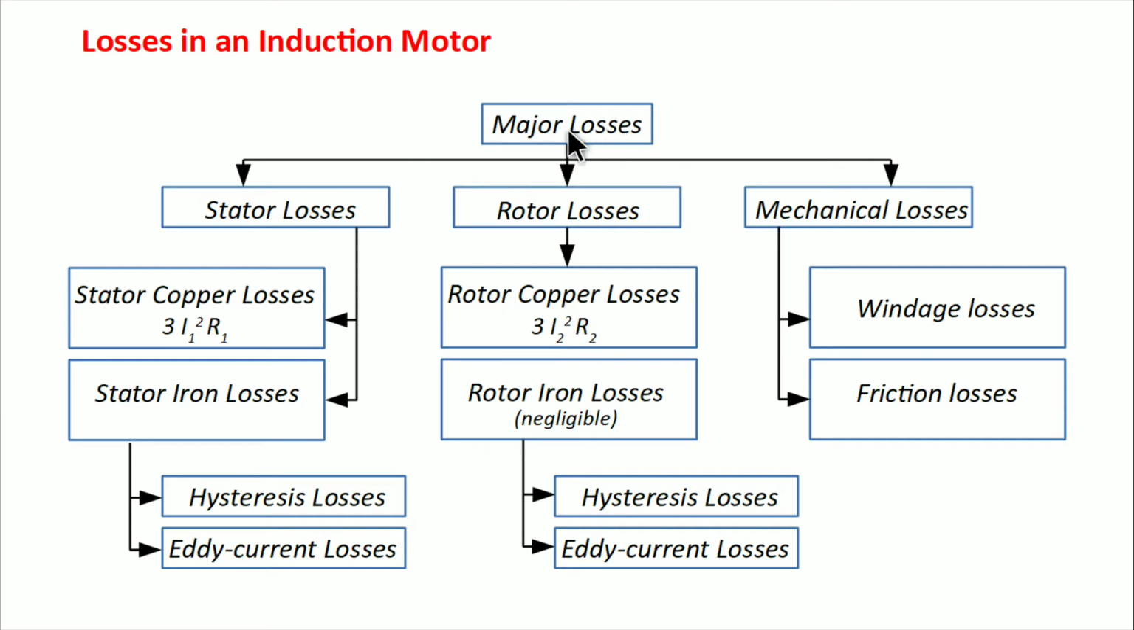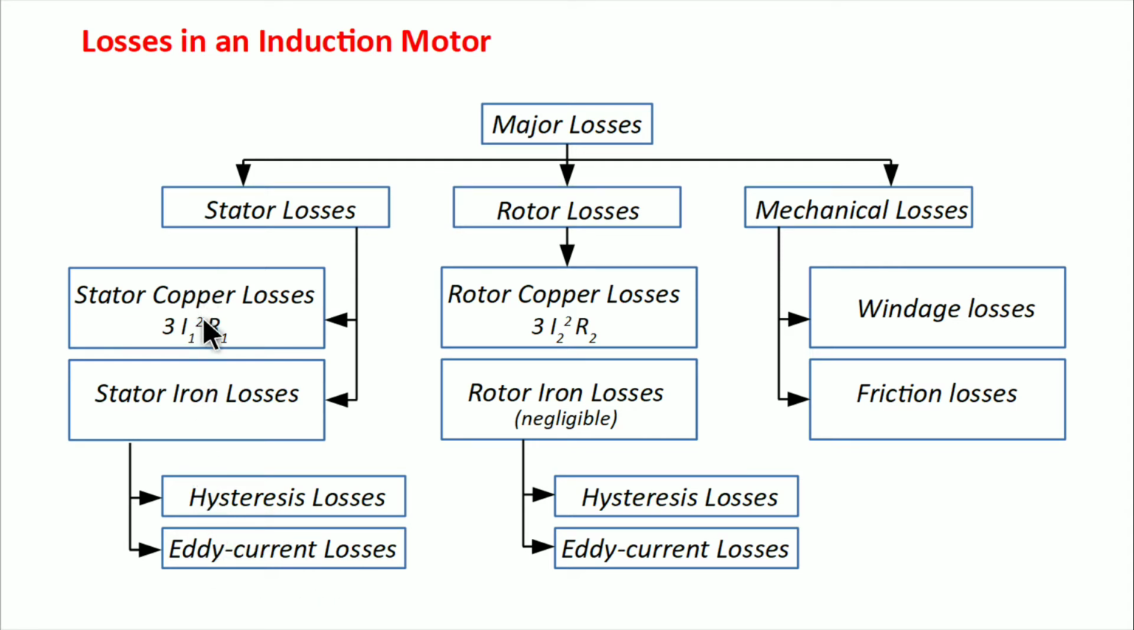So the major losses may be divided into three parts: the stator losses occurring in the stator part of the motor, rotor losses occurring in the rotating member of the motor, which is the rotor, and third, the mechanical losses. First, stator losses are subdivided into two parts: stator copper losses and stator iron losses. Stator iron losses are further subdivided into two parts: hysteresis losses and eddy current losses.